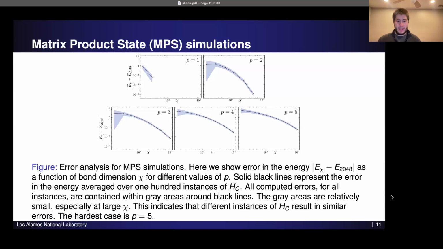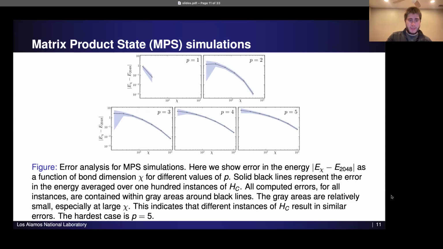As expected, the hardest case is P equals 5. That is the largest circuit. And in general, we get pretty low errors. So we're pretty confident that we got good convergence here and that these are very good approximations for what the QAOA distribution should be.